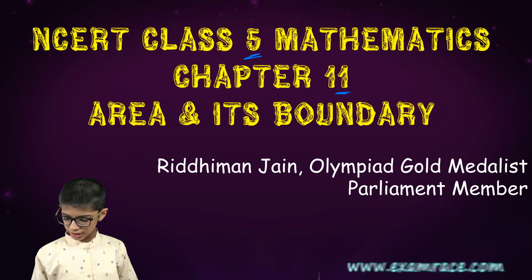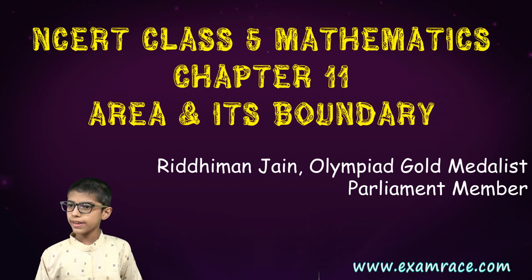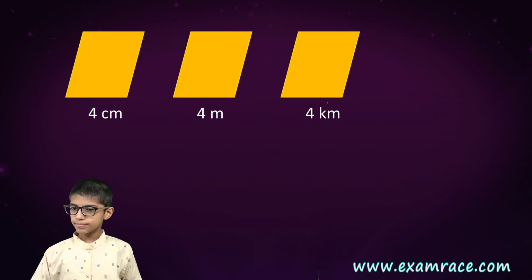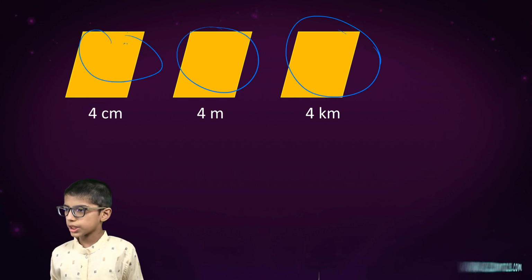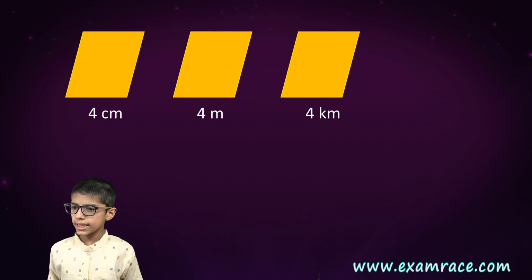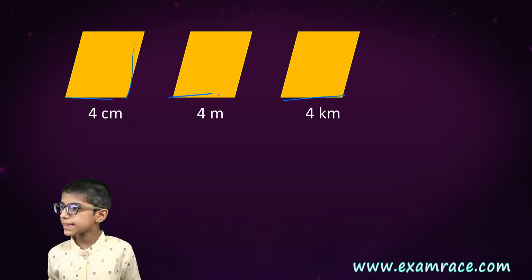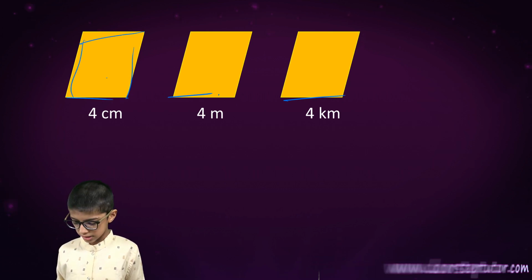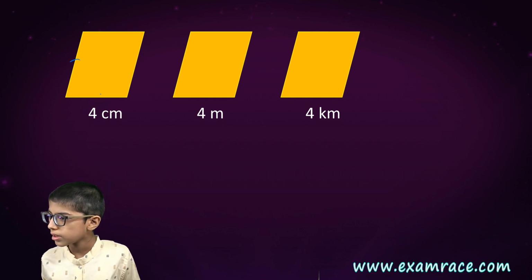Do you know what is the area and what is the boundary? Yes, so today we will learn about that. Now, here we have 4 shapes. In each of them, we have one breadth given. And these are all rhombuses. So, as we know, in a rhombus, all the sides are equal.